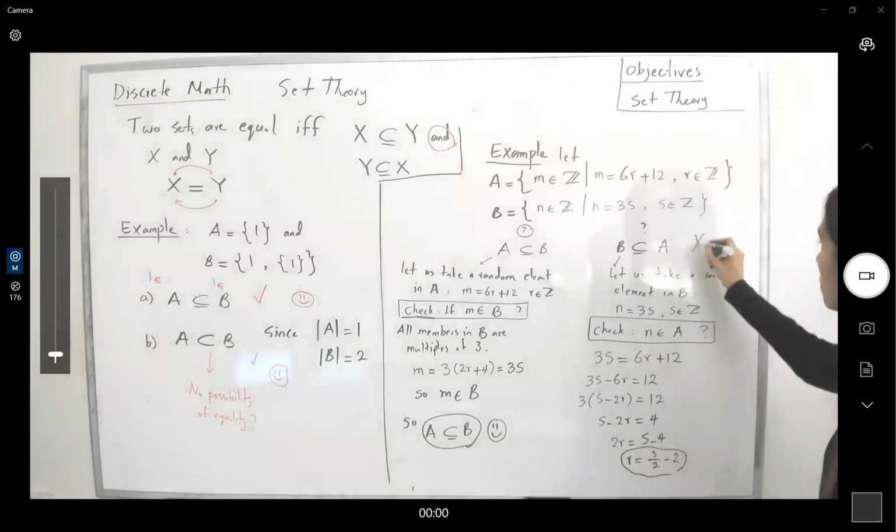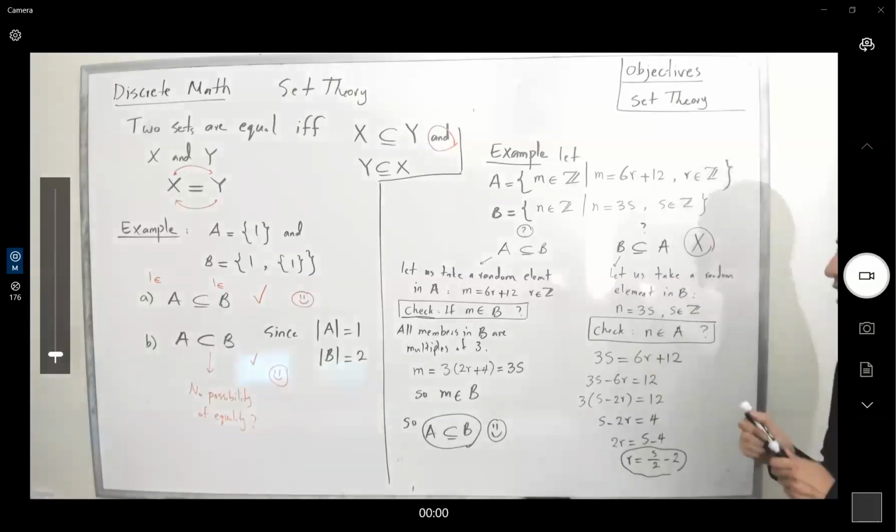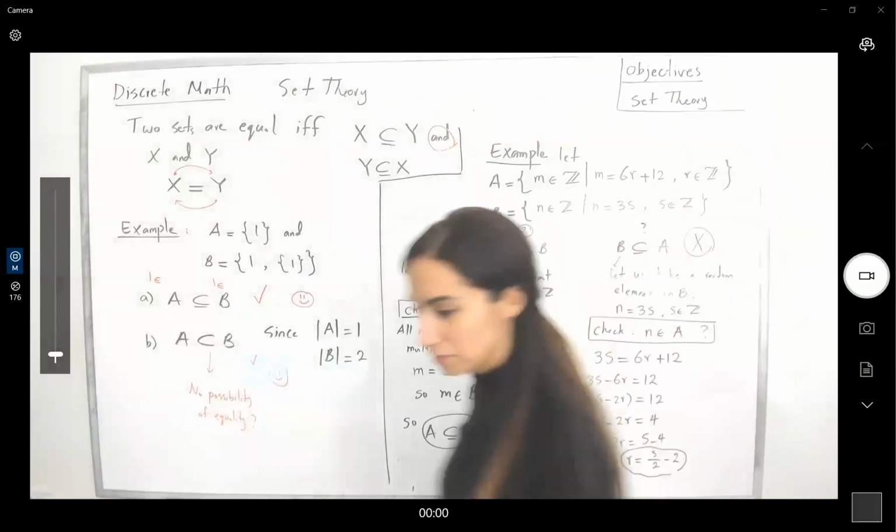So B is not a subset of A. A is a subset of B.